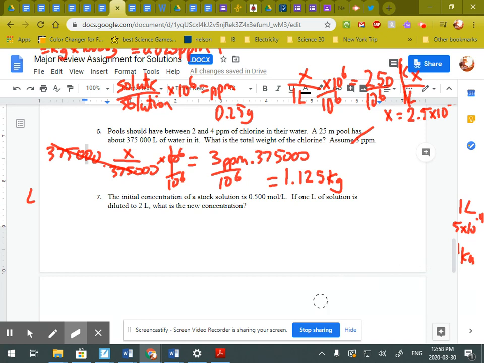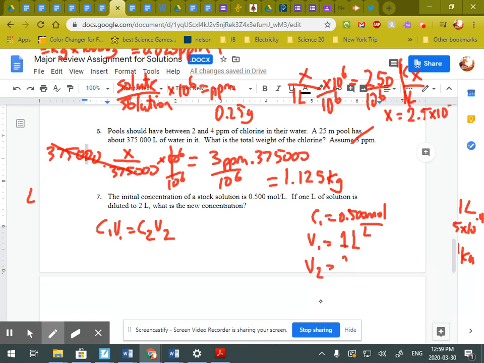If 1 liter is diluted to 2, what's the new concentration? This is a dilution problem. C1V1 is equal to C2V2. Now, you could use common sense on this, but we're gonna just throw the numbers in there. So the initial concentration is 0.5 moles per liter. The volume of the first system is 1. The volume of the second system is 2. What's the concentration of the second system?